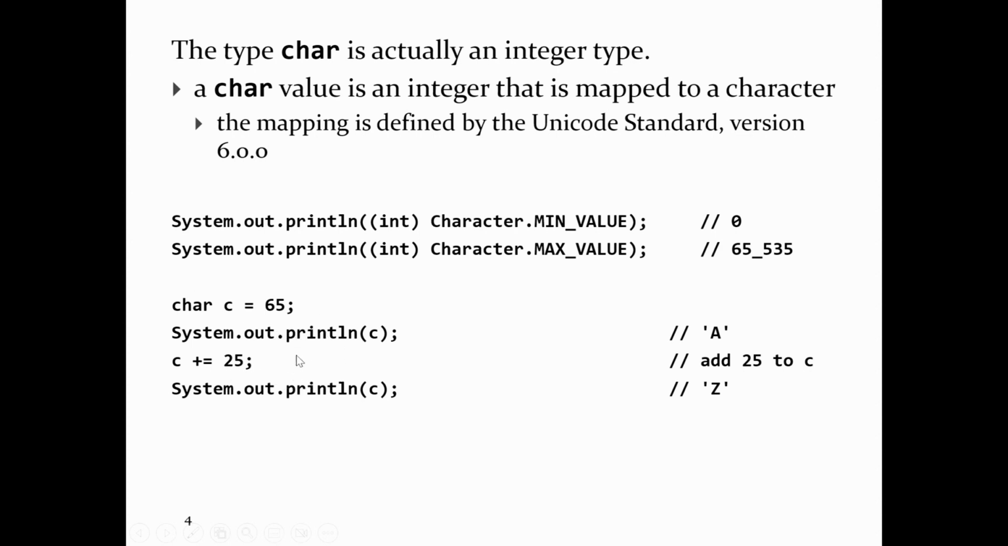Now remember, chars are just integer values, so I can do arithmetic with them if I want to. For example, I can add 25 to 65. How many letters are there in the English alphabet? Well, there's 26. So if I start at A and add 25 to it, I get to the capital Z. So you can also do arithmetic with char.